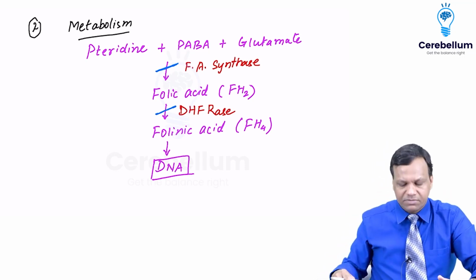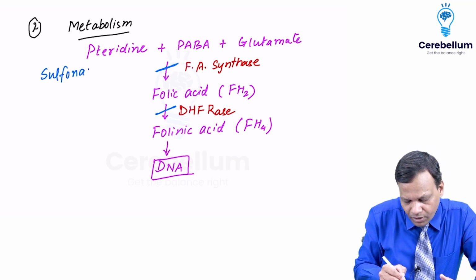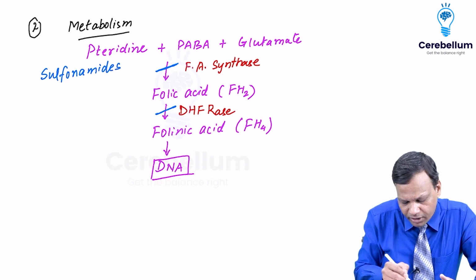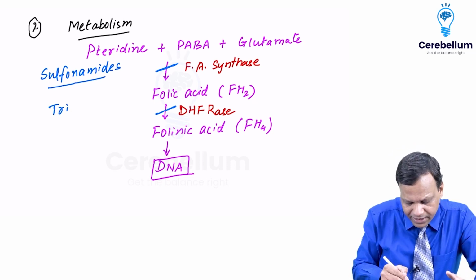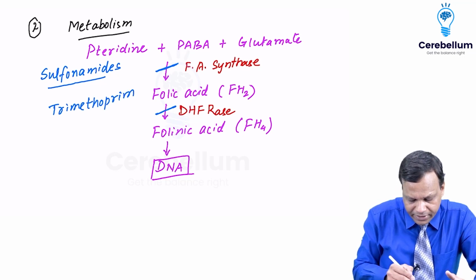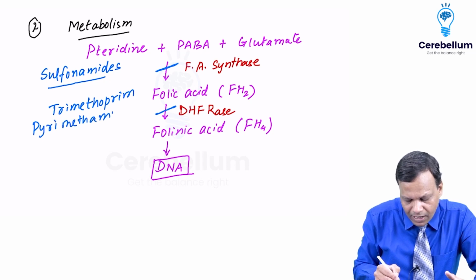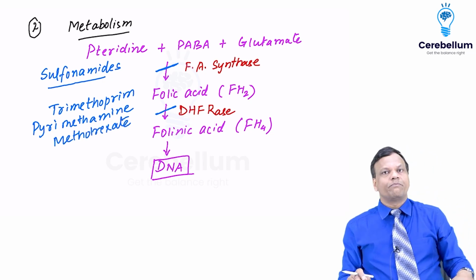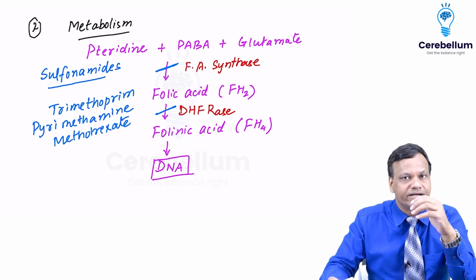The first enzyme is inhibited by drugs called sulfonamides. Sulfonamides inhibit folic acid synthase. Whereas the second enzyme is inhibited by drugs like trimethoprim, pyrimethamine, and methotrexate. So trimethoprim, pyrimethamine, and methotrexate inhibit dihydrofolic acid reductase.